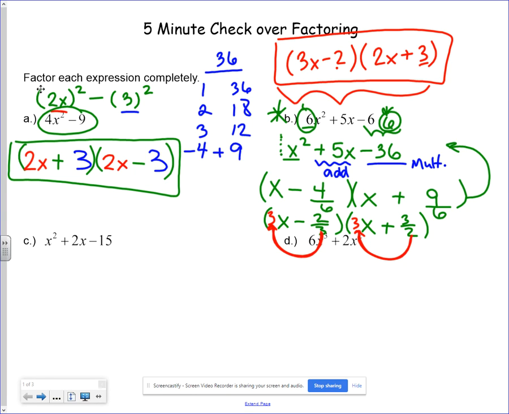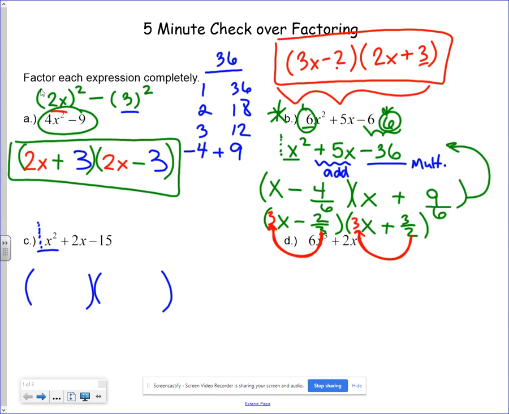Alright, let's look at C. Well, C looks like B. It is. But C is easier than B. Anyone know why C is easier than B? It's easier because it already has a leading coefficient of 1. So we don't have to use slip and slide. We just do the middle step of slip and slide. So we just go straight to the factors.